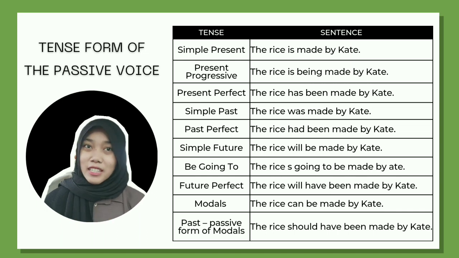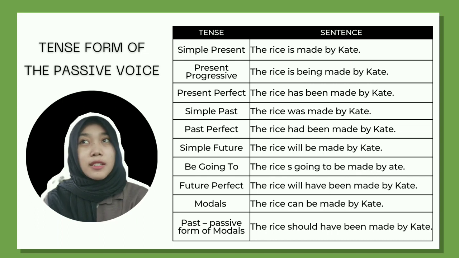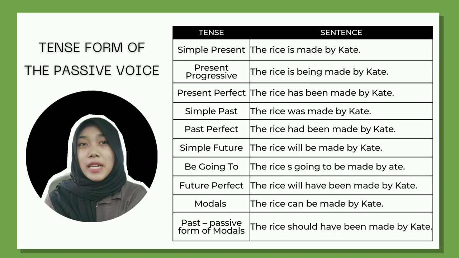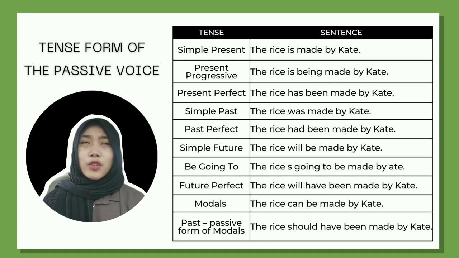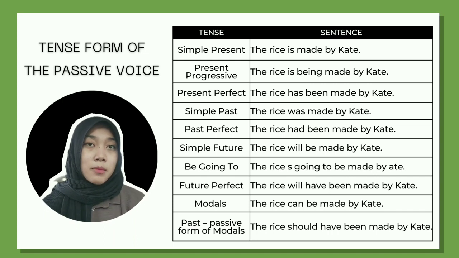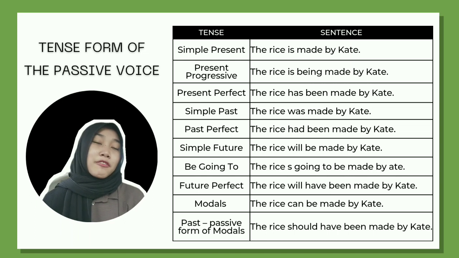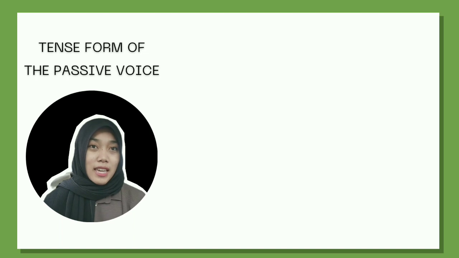Present progressive. In the active sentence, we sometimes use present progressive and we change the transitive verb into verb ing. But in the passive sentence, we don't change the transitive verb into verb ing, but we have to change it into verb 3 to make it a past participle, and we have to add being after is or after be. For example, the rice is being made by Kate.